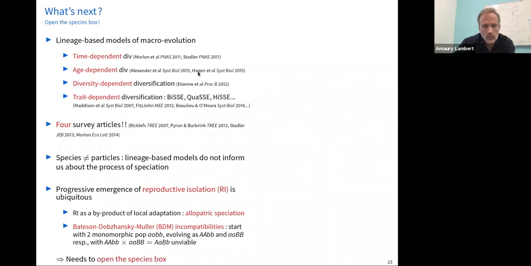So in what's next, I want to show how we can try at least to open the species box and propose some, let's say, simple and generic models for the progressive emergence of reproductive isolation.